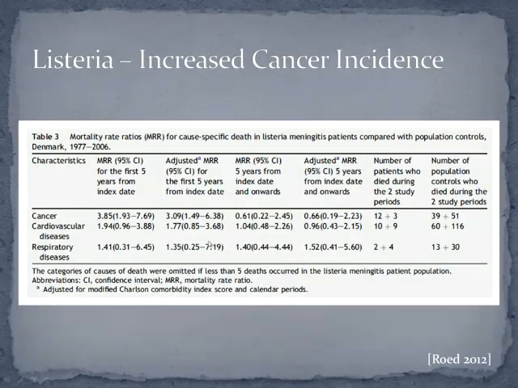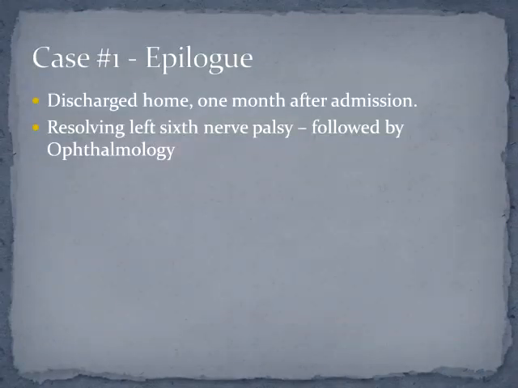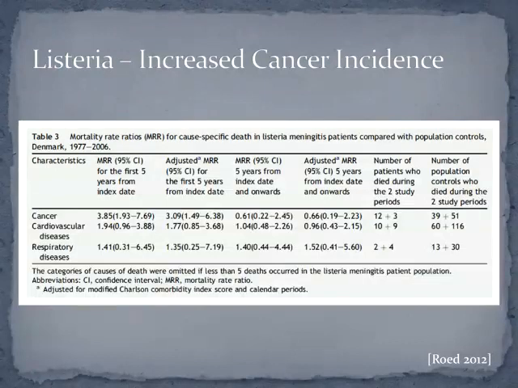And this is looking at cause-specific mortality rate. You can see cancer has a 3.8 increased risk in those patients who had the diagnosis of listeria. So the take-home from that is that these patients do develop malignancies at a higher rate than the normal population, and it may be that that was the underlying predisposition for developing listeria in the first place. So it would be pertinent to at least think about screening them for common malignancies after being diagnosed with listeria.